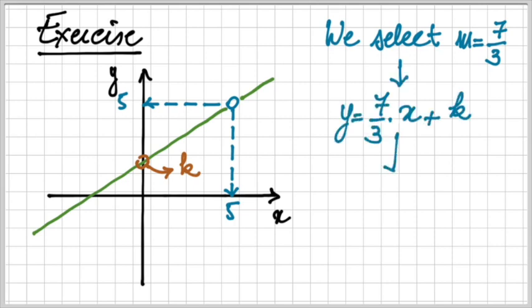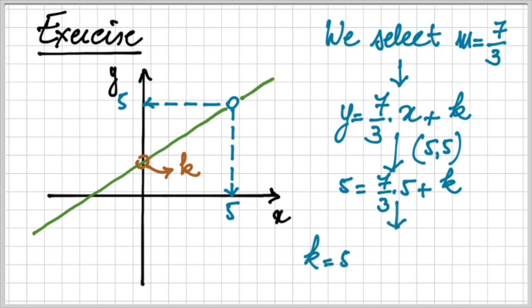So we can say that y is 7/3 x plus k, and we replace x and y by the coordinates of the point 5, 5. So we find on the left hand side 5 is equal to the right hand side 7/3 times 5 plus k. So we bring k to the left hand side and the rest to the right hand side. So we find k is 5 minus 35 divided by 3. We bring everything to the same denominator, so we have 15 minus 35 divided by 3, and the y-intercept is minus 20 divided by 3.